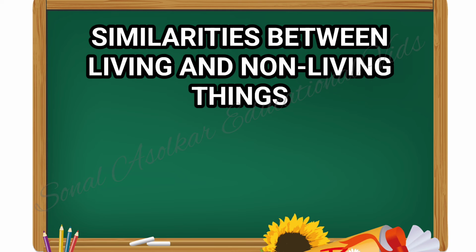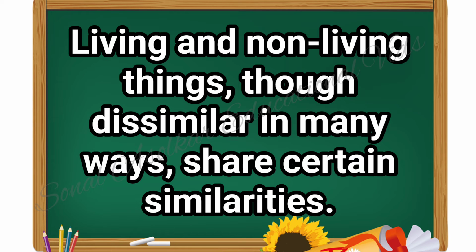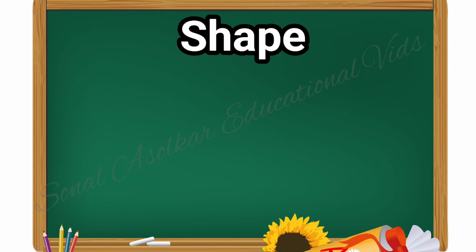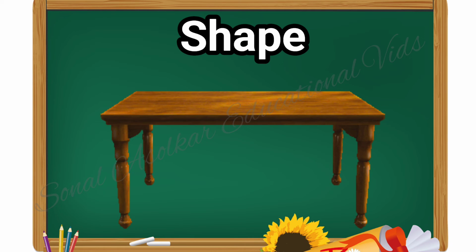Then next, we will see about the similarities between living and non-living things. Living and non-living things, though dissimilar in many ways, share certain similarities. First one is shape. Human beings, animals, birds, and insects have a compact shape. Plants also have a shape. Most non-living things also have a certain shape. For example, a table has a definite shape.